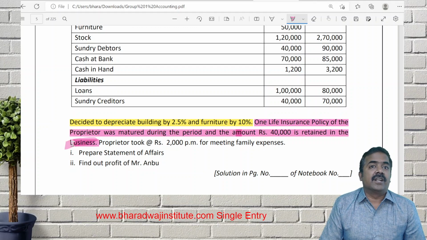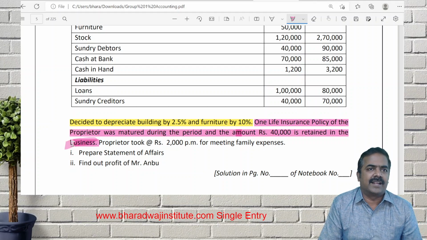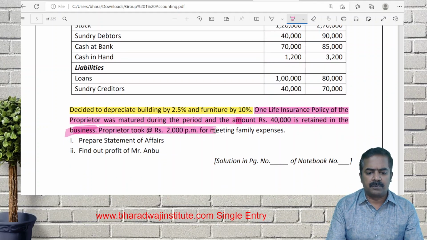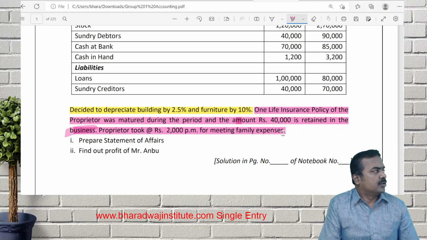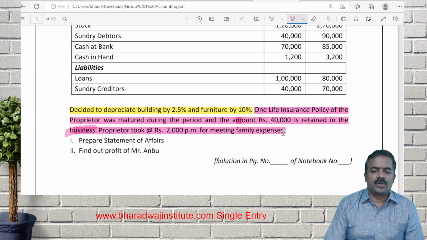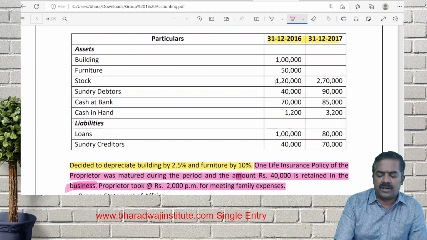It's like the maturity of the life insurance policy was taken to the business bank account. Personal money brought into the business bank account will be taken as additional capital. The proprietor took 2,000 per month for meeting family expenses. That is drawings. The last one will come in the statement of profit. So let us prepare the statement of affairs at the beginning and the statement of affairs at the end, and find out the capitals.